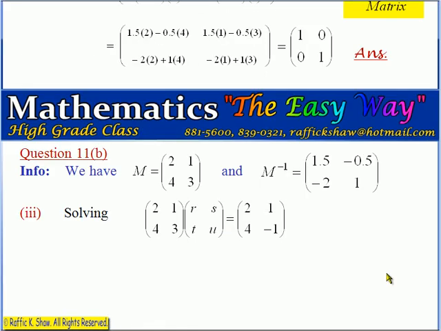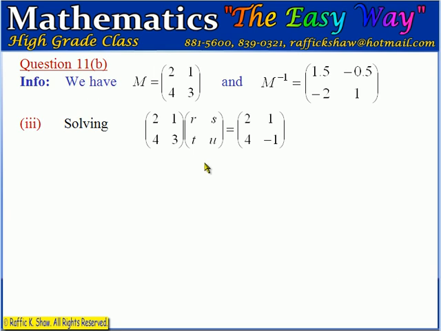Let's move down now to part 3. Now part 3 wants us to use the information we have to solve this matrices equation. Solving this matrices equation means we need to find the value for R, the value for S, the value for T, and the value for U.